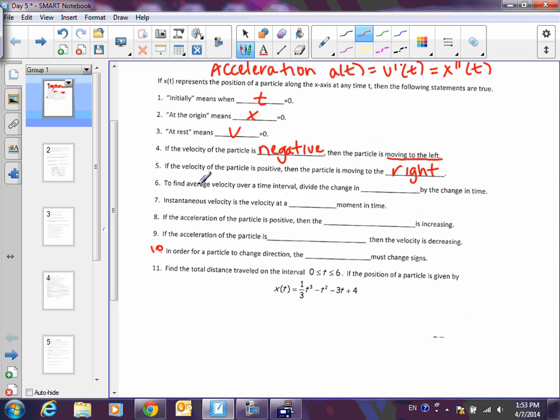Okay. To find average velocity over a time interval, divide the change in what by the change in time? Distance. What does everybody else think? I'm going to rule out velocity. A lot of you saying to find average velocity, you would do velocity minus velocity over time minus time. That doesn't make sense. Probably the best word to go here would just be position. It would be your x of t or x of whatever number that is.